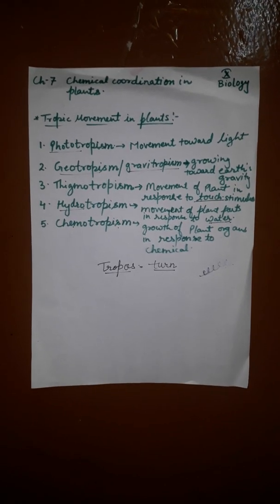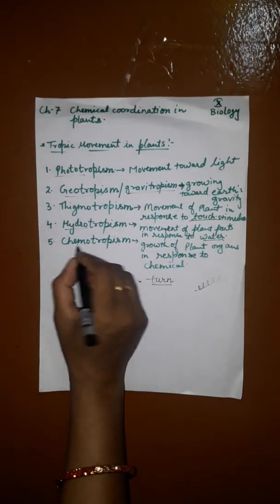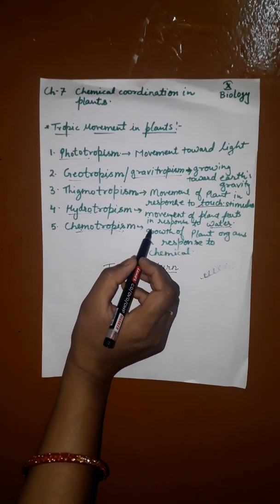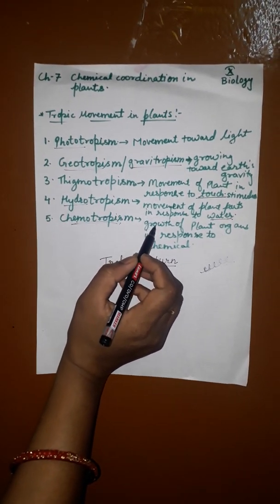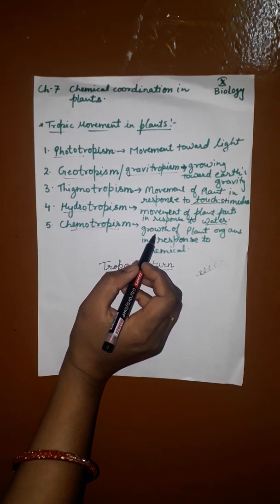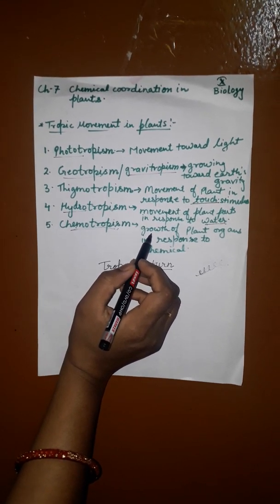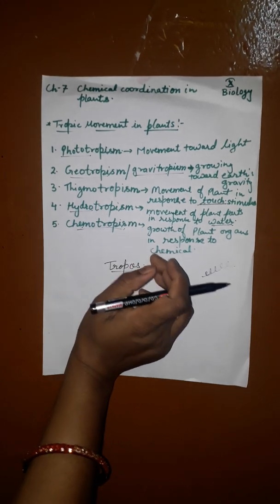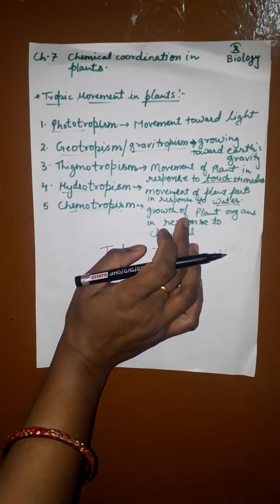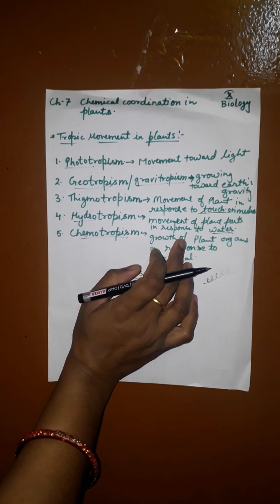Now next is chemotropism. This is the last one. Chemotropism is a phenomenon of growth of plant organ in response to chemical. The movement of the pollen tube of angiosperm and gymnosperm towards sugar and peptones secreted by the neck canal cells of the female gametophyte is an example of chemotropism.